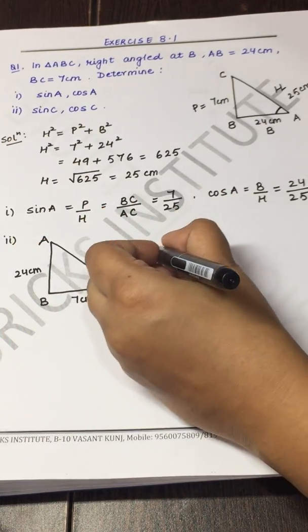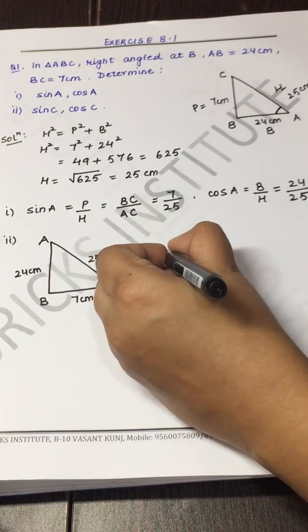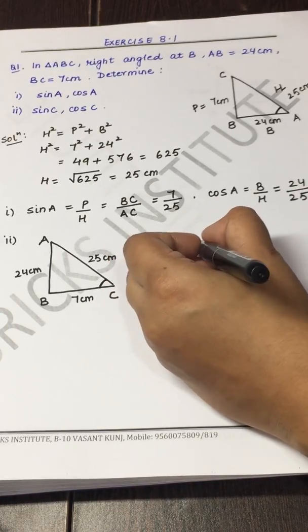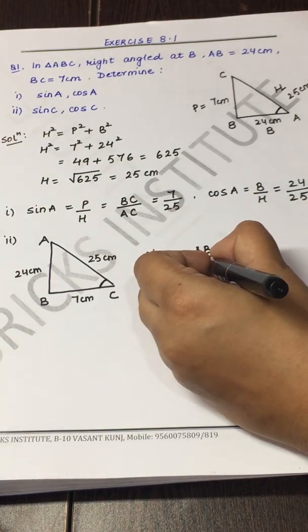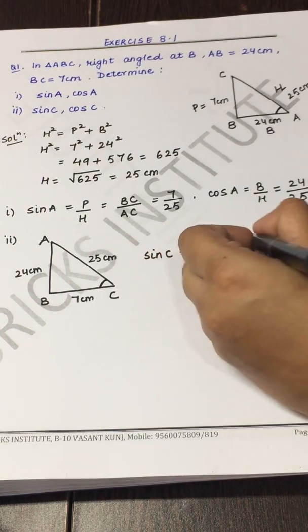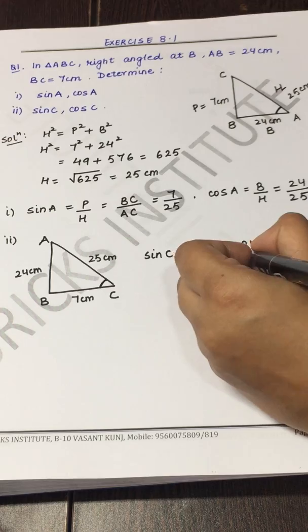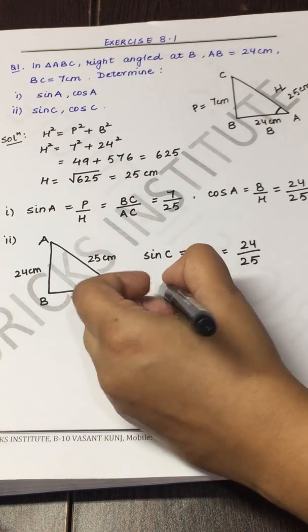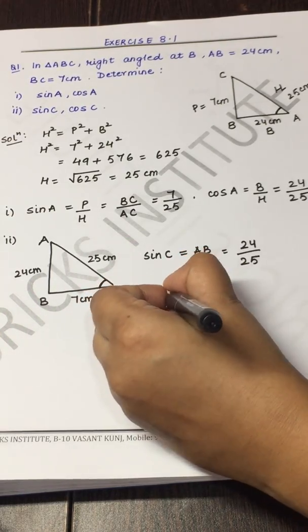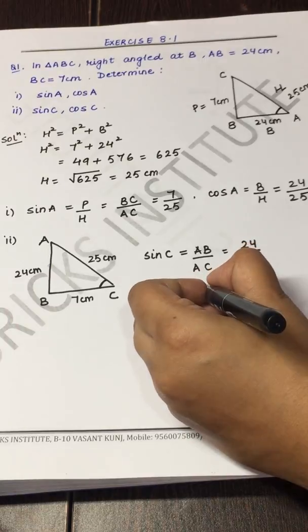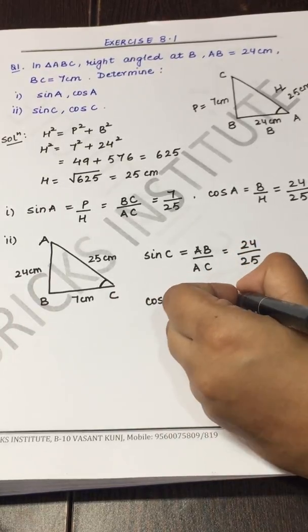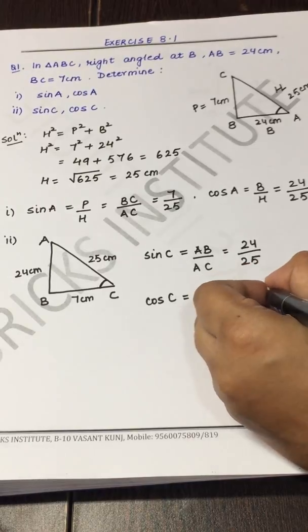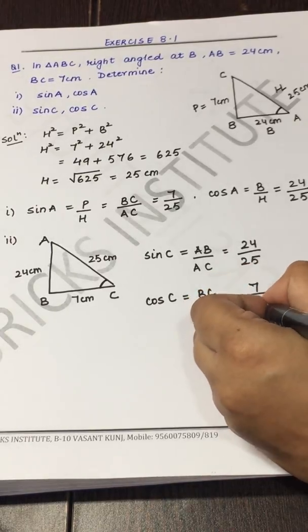Let's calculate now. So sine C is equal to perpendicular upon hypotenuse. So 24 upon 25. Similarly, cos C is equal to base upon hypotenuse. So BC is 7, hypotenuse is 25.